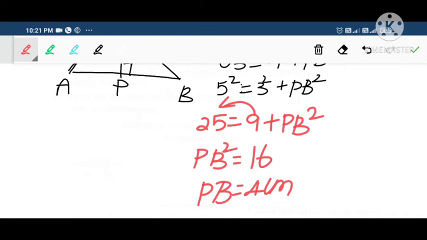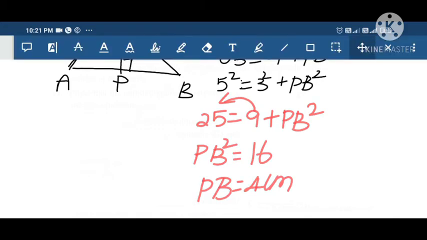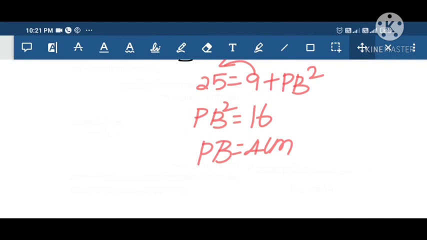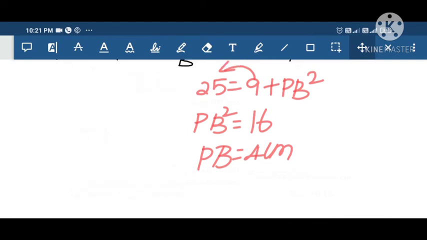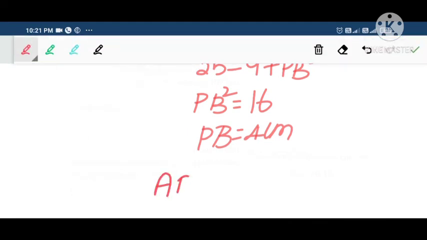And you can observe O is the center of the circle and P is the point of contact. So OP is perpendicular to AB, so P is the midpoint of AB. P is the midpoint of AB, so you can write AB is equal to AP plus PB. AP and PB both are equal.